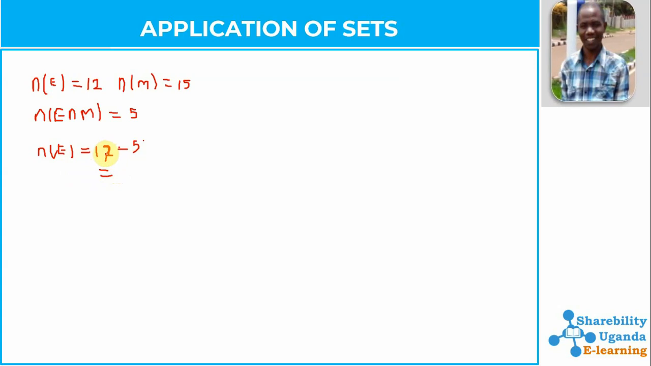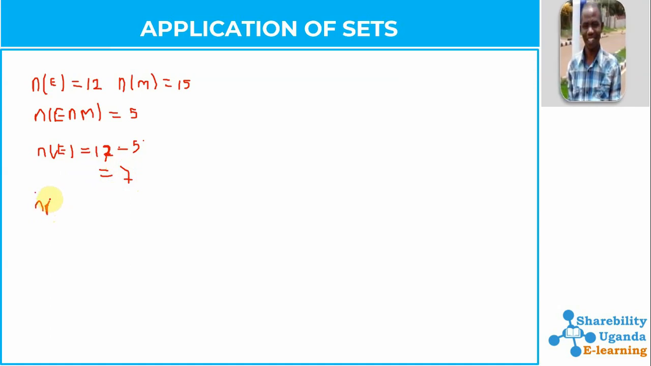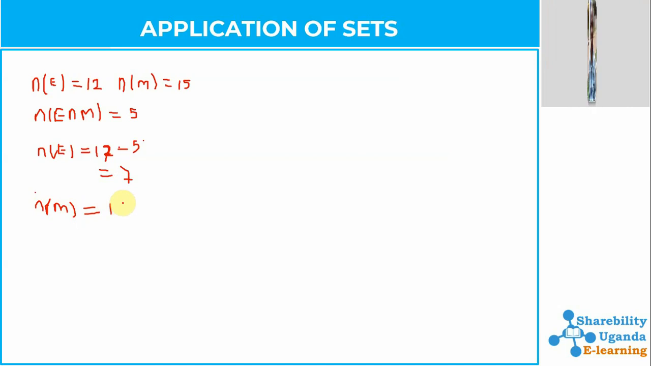12 minus 5. We shall be able to get 7. Then we also get those members who do mathematics. Those are the number of pupils who do mathematics. We are abbreviating it as M. They were equal to 15.